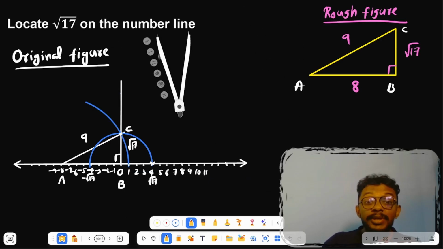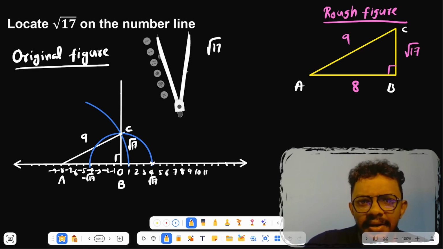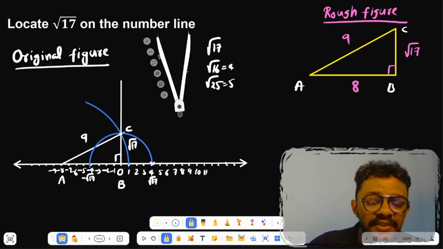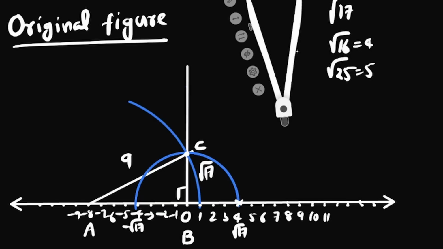How can I understand whether my answer is correct or not? Root 17: I know root 16 is 4 and root 25 is 5. So root 17 is between 4 and 5, and it will be nearer to 4. Look, in my answer, it is more than 4 and nearer to 4. For negative root 17, it's a little bit more than minus 4. So my answer is correct.